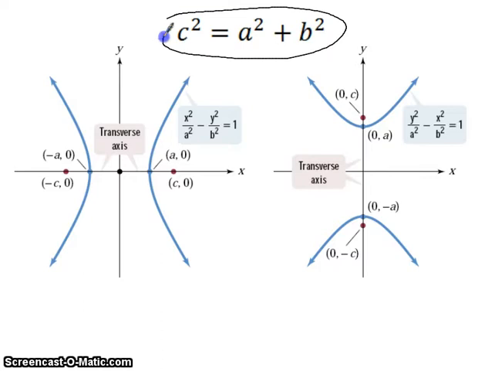A hyperbola has the relationship such that c squared is equal to a squared plus b squared, and we'll be using that. We'll sometimes be given a focus point along with a vertex and be expected to come up with the equation of the hyperbola, so we'll have to figure out the b value, or we'll be given a and b and be expected to find the focus points.